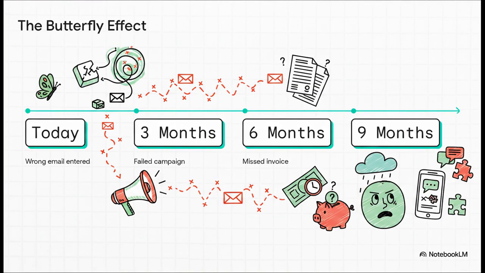This perfectly captures the butterfly effect of bad data. Errors don't just sit there in isolation, they compound over time. A tiny little typo today, like a wrong email address, means a failed marketing campaign 3 months down the line. Give it 6 months, and it's a missed invoice. By 9 months, you've got a highly confused, frustrated client who thinks your company just doesn't care. Small inaccuracies have incredibly long tails in the business world.